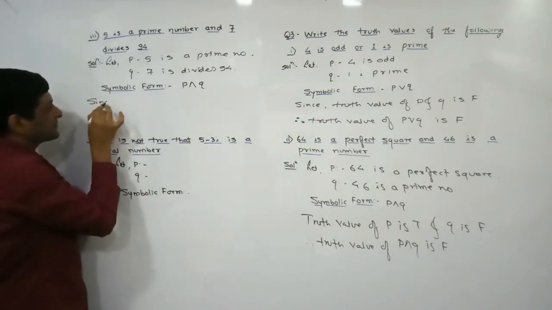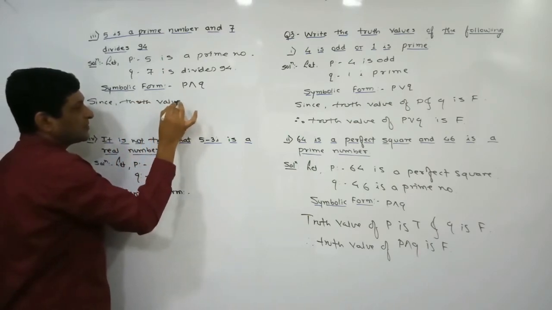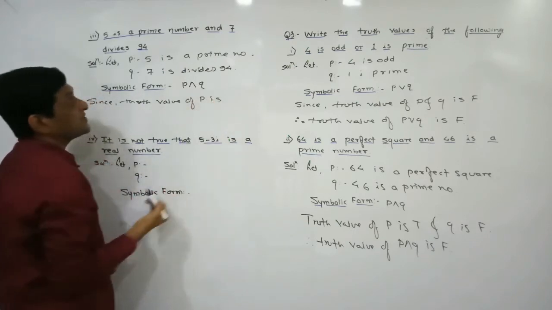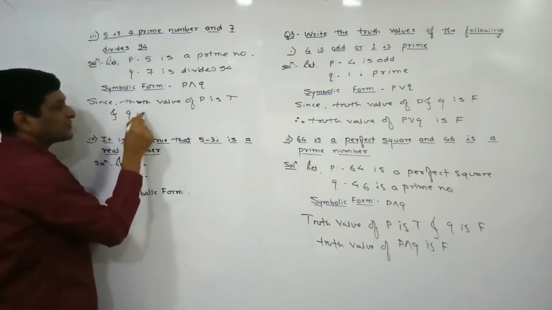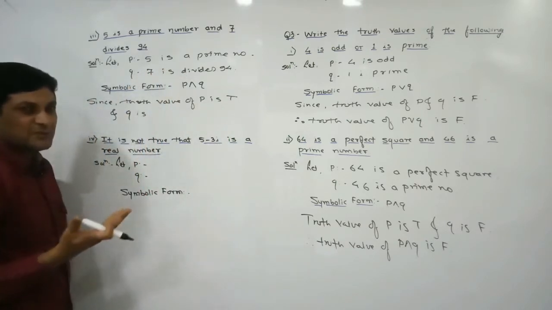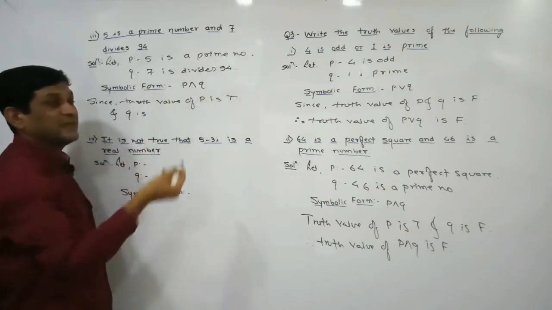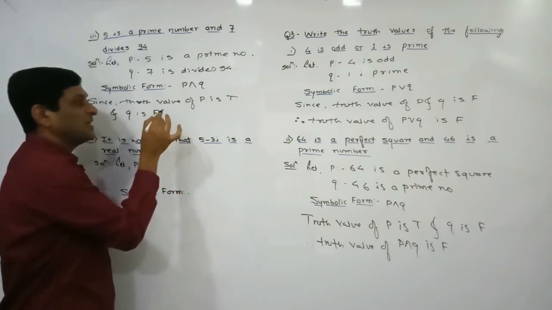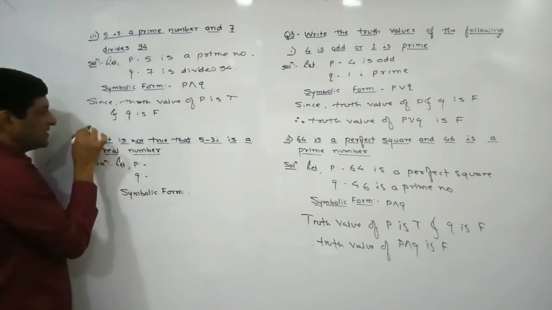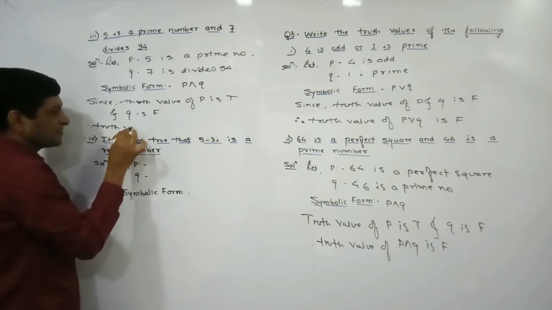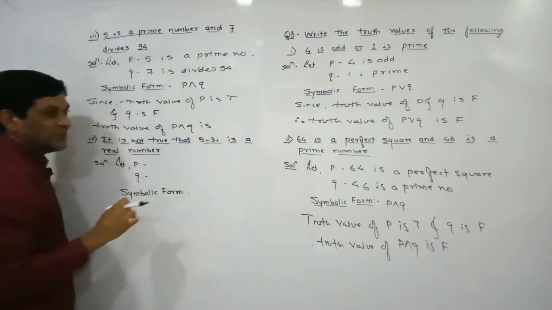So what is the truth value of P? 5 is a prime number, yes, it is true. And Q is, 7 divides 94. We can easily observe that 94 is not divisible by 7, but they are saying that 7 divides 94, which is nothing but false. Once the truth values of P and Q are known to us, we are able to find out the truth value of this symbolic form. So therefore, the truth value of P and Q is, what condition have we seen in case of AND?